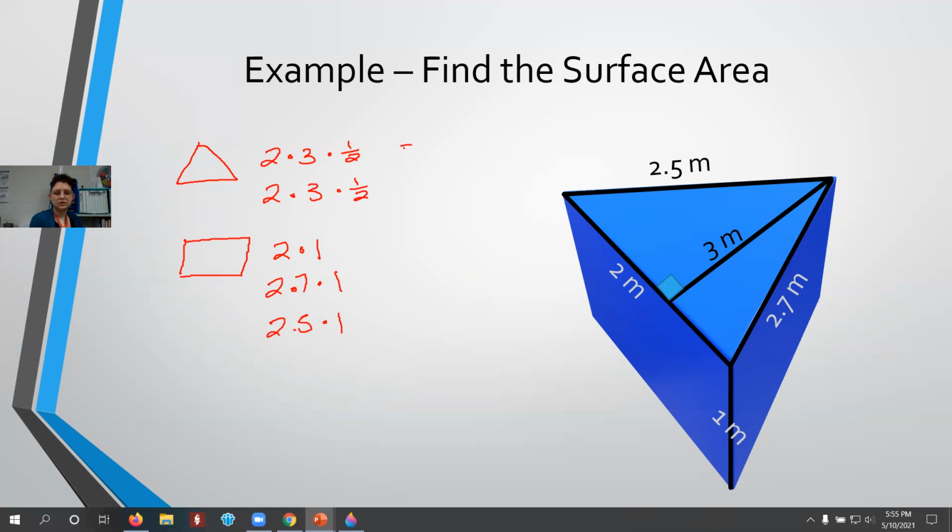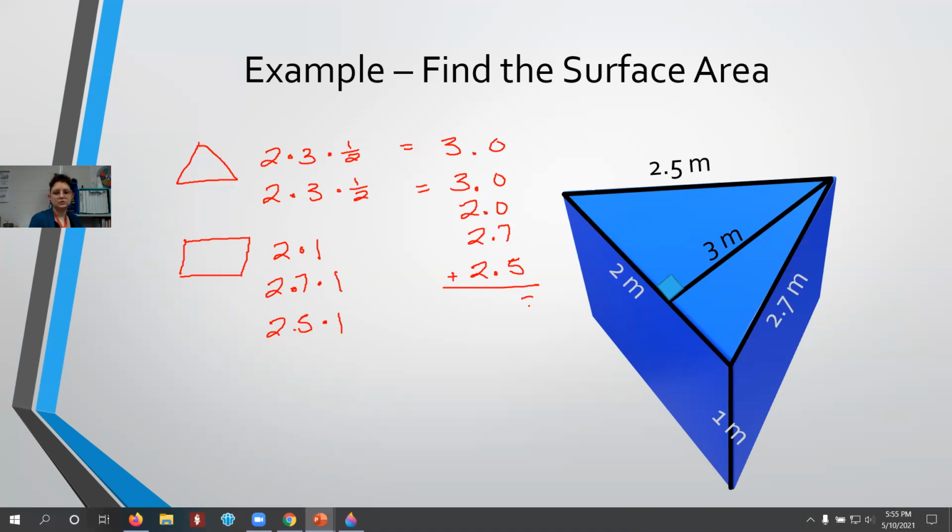Now we're ready to multiply. 2 times 3 is 6. Half of 6 is 3. I have that twice. 2 times 1 is 2. 2.7 times 1 is 2.7. 2.5 times 1 is 2.5. Rather easy multiplication here. I'm going to add decimal points in 0, so it's easier to keep everything lined up.